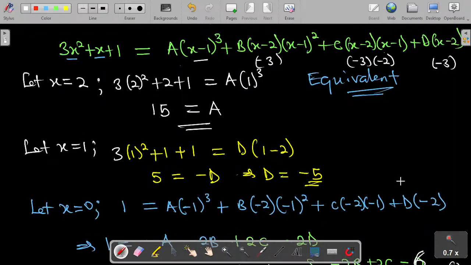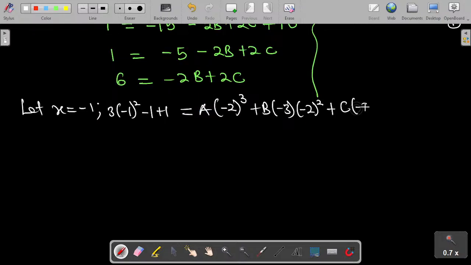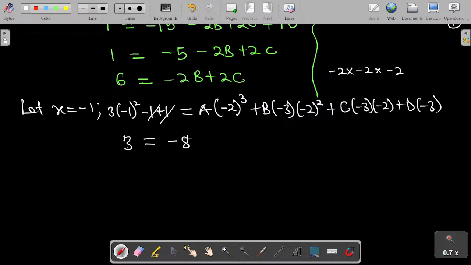Okay, so let's go down. So this is going to be minus 3 minus 2, and then plus d is minus 3. Okay, so let's try to simplify. So this is going to give us minus 1 squared is 1, and 1 times 3 is 3. So this one will cancel out. So we just have 3 here is equal to, now here you have minus 2 raised to power 3, which is the same thing as minus 2 times minus 2 times minus 2. And that will give us minus 8a.